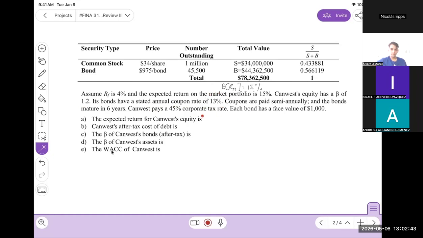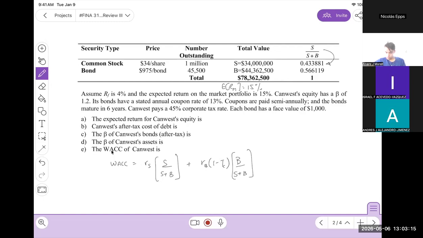So it's the same problem, just a different corporate tax rate, some different values. Do we have the price of the bond? Yes. So let's do everything again that we just did. What we want to solve is WACC equals RS times S over S plus B plus RB times 1 minus TC times B over S plus B. Now these are all calculated here. This one is S over S plus B, and this one is B over S plus B. This one is V, or the S plus B. So you have all the values given.